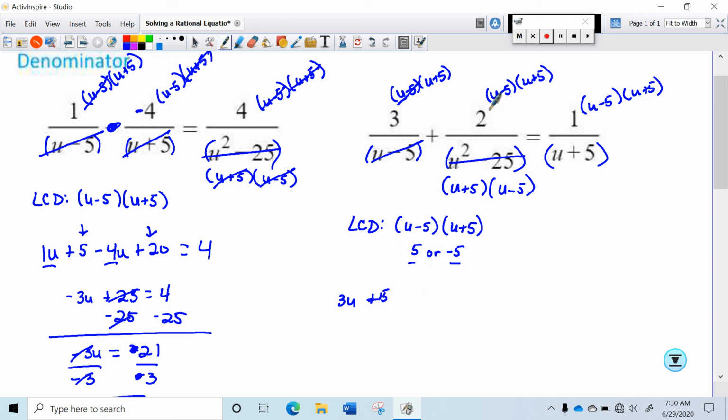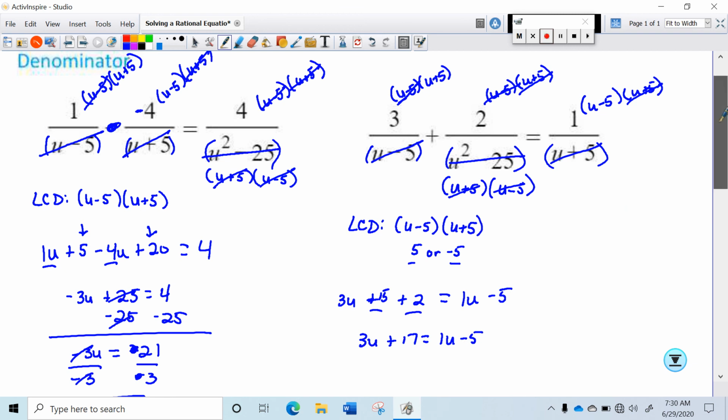Plus sign. u plus 5 cancels with u plus 5. u minus 5 cancels with u minus 5. So that's a positive 2 there. Equals, u plus 5 cancels with u plus 5. 1 times u is 1u. 1 times negative 5 is negative 5. So I can put those together. 3u, 15 plus 2 is 17, equals 1u minus 5.